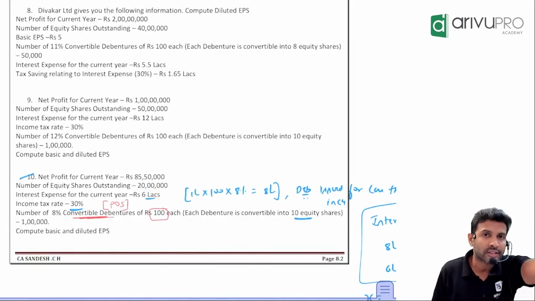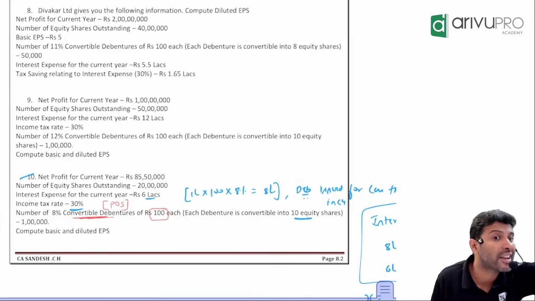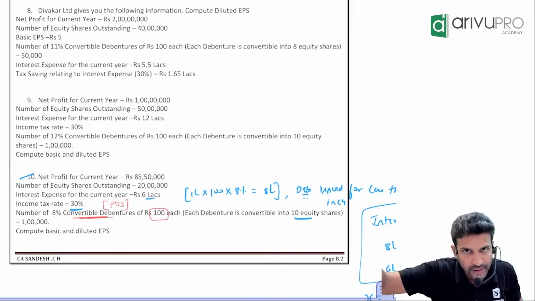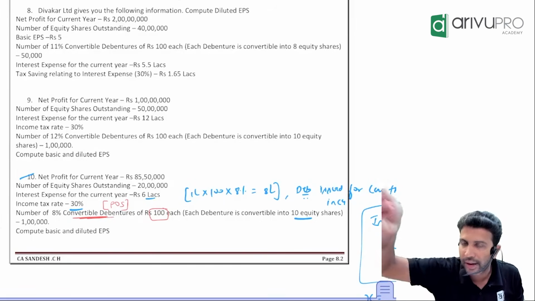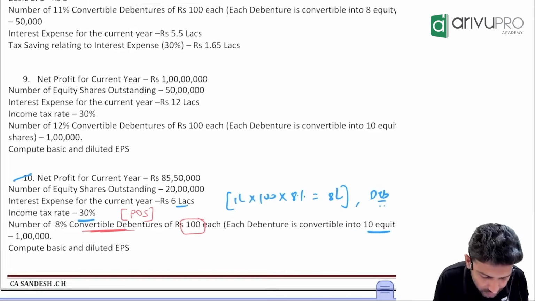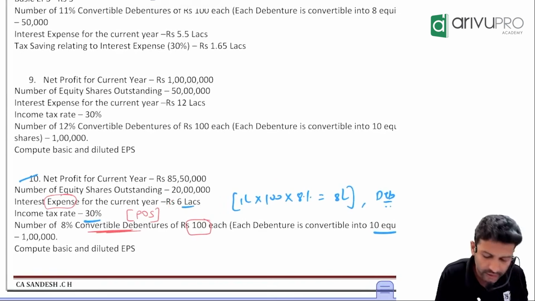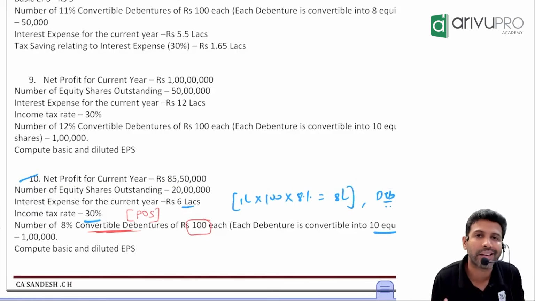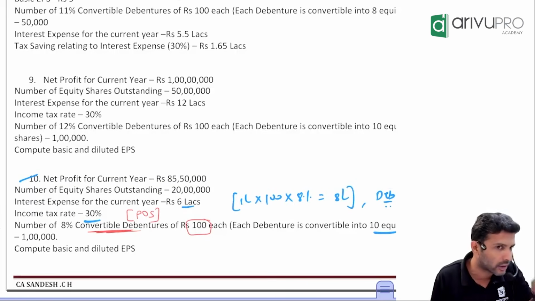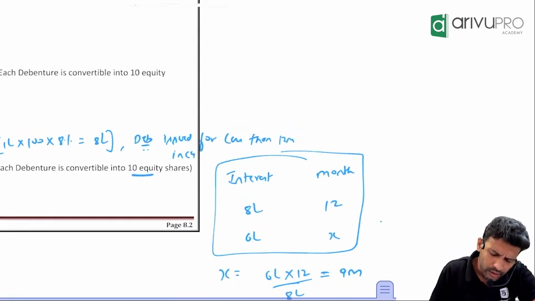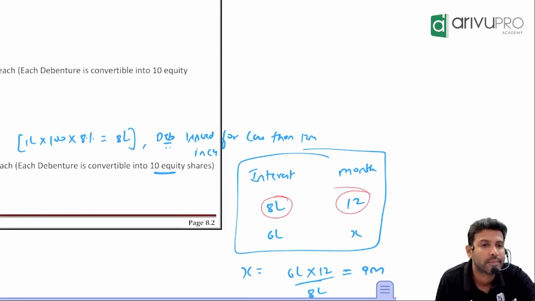No, sir. If they had told interest paid 6 lakh, then you could have said interest expense is 8 lakh, with 6 lakh paid and 2 lakh outstanding. They did not say interest paid 6 lakh. They said interest expense itself for the current year is 6 lakh. That means debentures are not issued for the entire 12 months; they were issued somewhere during the year. So you'll have to prorate. 8 lakh is the interest for 12 months. Is actual interest 8 lakh or only 6 lakh?